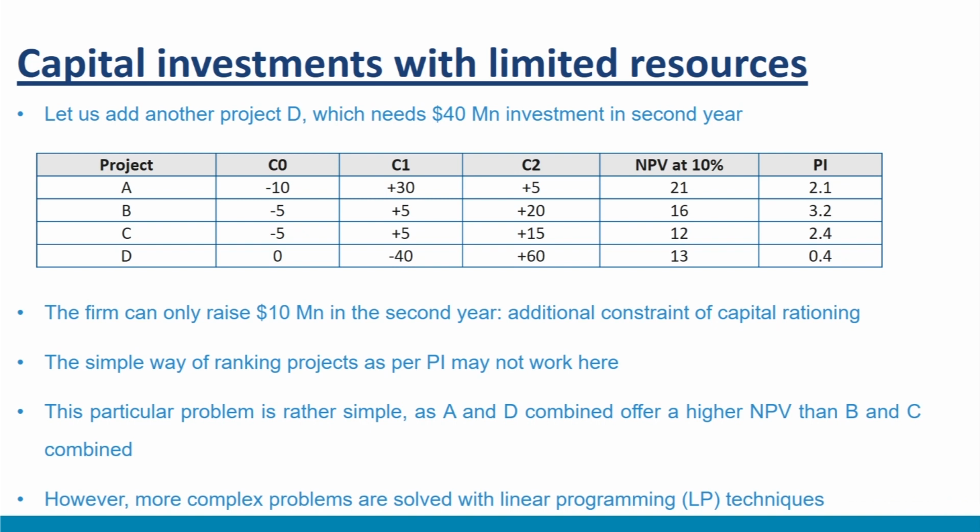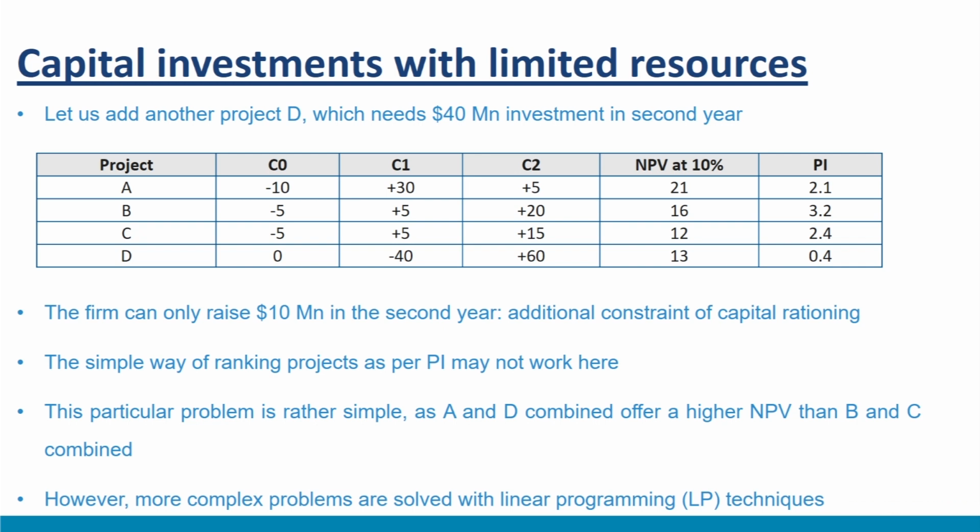Projects A and D combined have lower PI but have a higher NPV. So the ranking logic of PI fails in this particular example, as the resources are constrained in each of these two periods. Or in other words, selection of project D is contingent on the selection of project A. In such cases where additional constraints are present, the simple ranking method with the help of profitability index fails. Such complex problems are solved with the linear programming techniques, LP techniques.